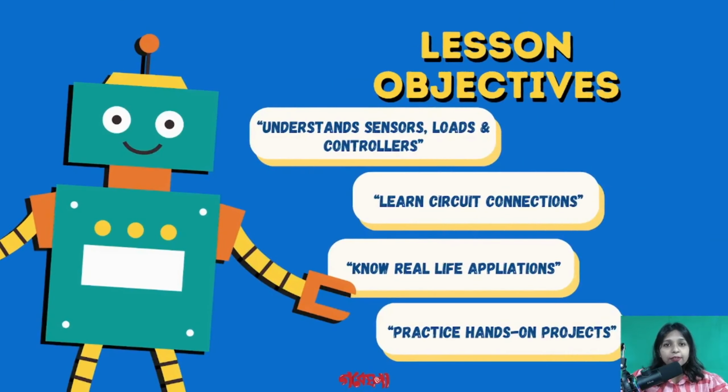By the end of today's lesson, you will be able to understand the concept of sensors, load, and controllers. Learn how to build a circuit connection safely. Practice a real hands-on project with a light sensor and a lamp. See how these concepts apply to real-life situations like street light, alarms, and more.